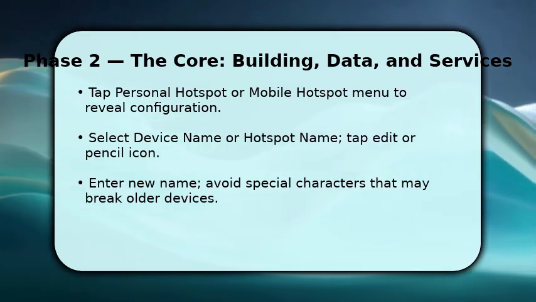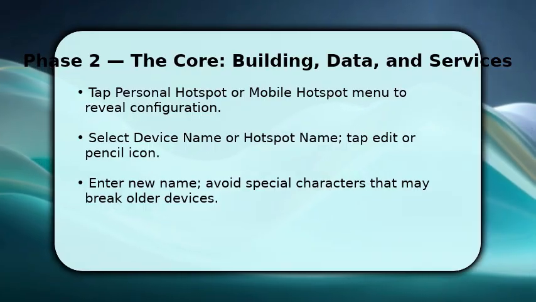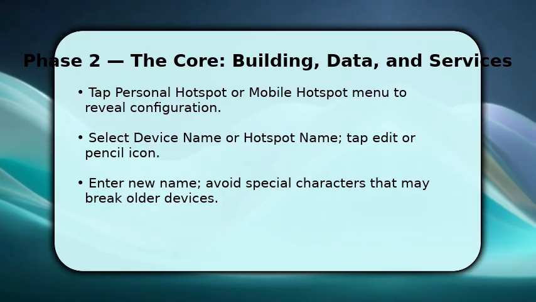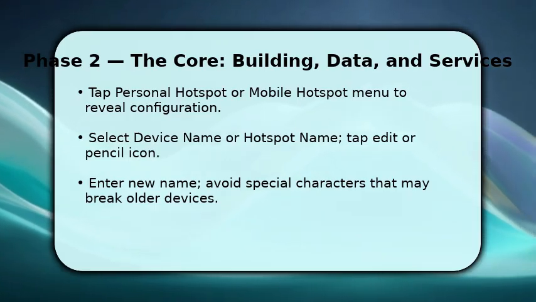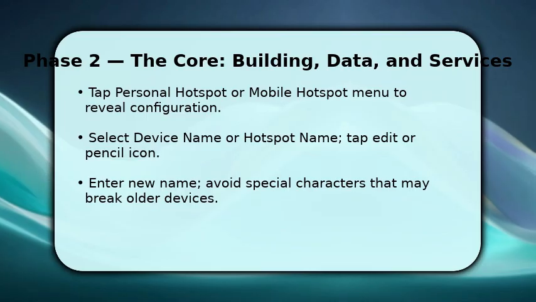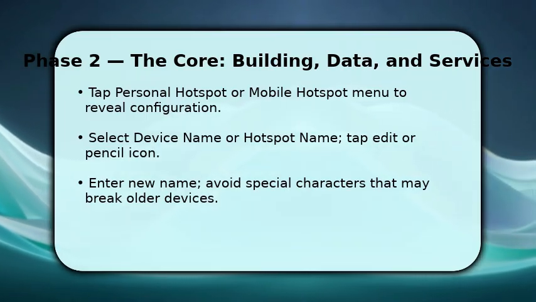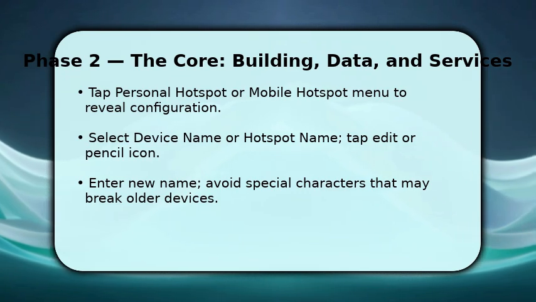When editing, type a clear, short name. Letters, numbers, and hyphens work reliably because some devices reject exotic symbols. After entering your chosen name, make sure to save or tap Done. This commits the change and updates broadcasts, so nearby devices will soon see the new identifier.